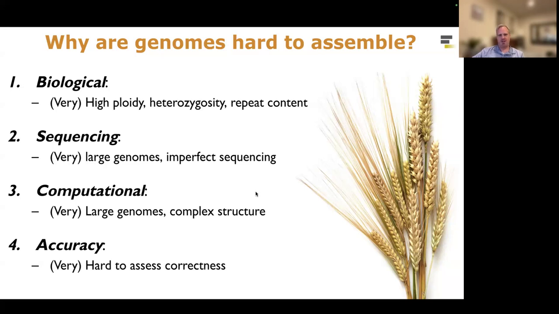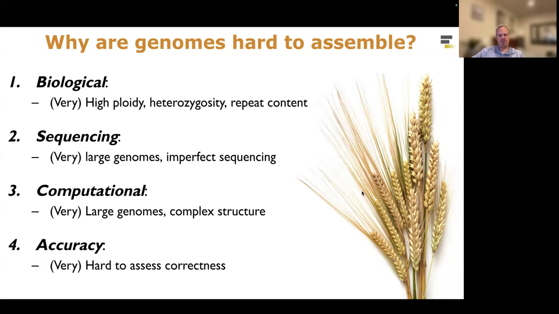There can also be very extensive repeat content. Shown here is a picture of wheat that you might eat in your bread or cereals. Certain types of wheat have as many as 6 copies of every chromosome with a lot of variability between them and a lot of repetitive elements between them. This sort of biologically makes it very difficult to assemble those genomes.